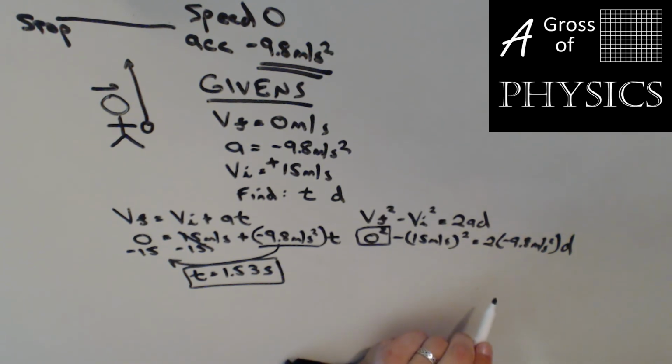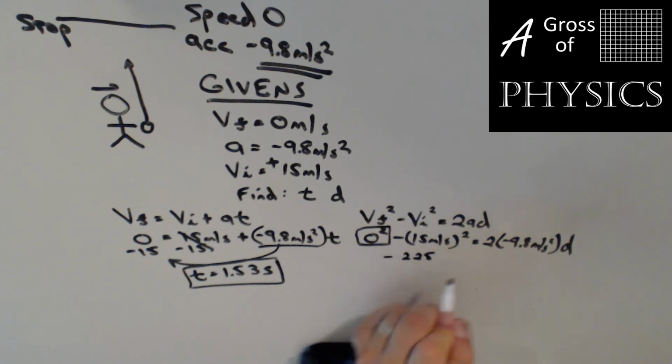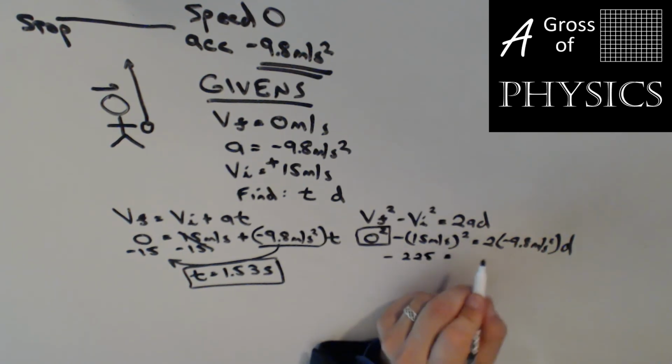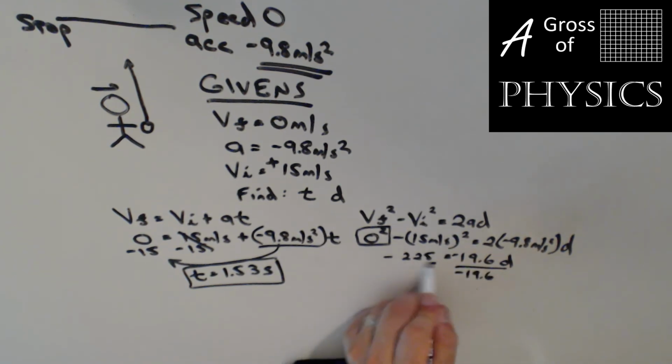Either way, when we solve this, keep in mind that this negative sign is outside of the parentheses. So we're going to square the 15 first, and we're going to get 225. That 225 is a negative. Now, 2 times 9.8 is 19.6. That also stays negative because of the negative sign on the 9.8 times d. We're going to divide both sides by negative 19.6.